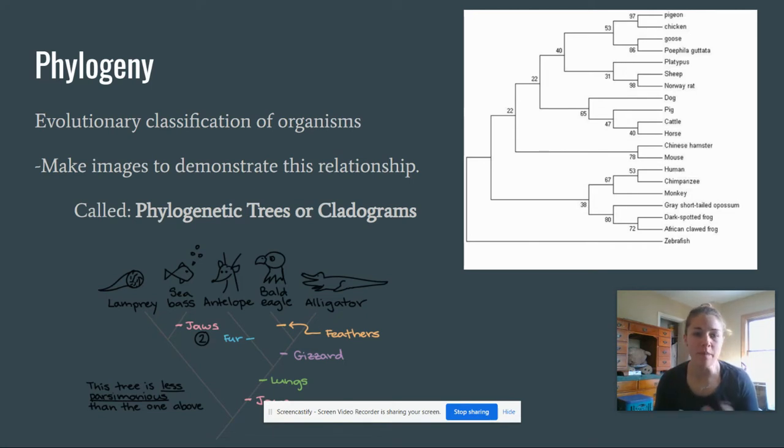Okay. And if you look over at the other tree that's made down there, we have a sea lamprey, a sea bass, an antelope, a bald eagle, and an alligator. And what we're seeing there is it's showing us how those animals are related with derived characters.